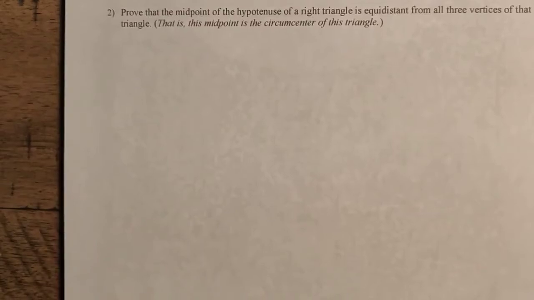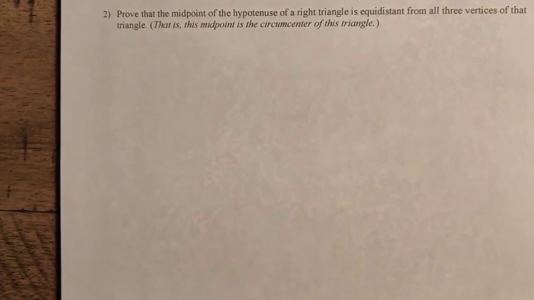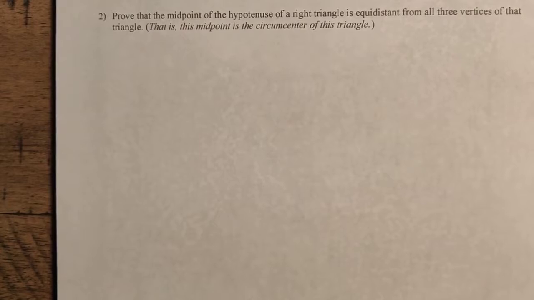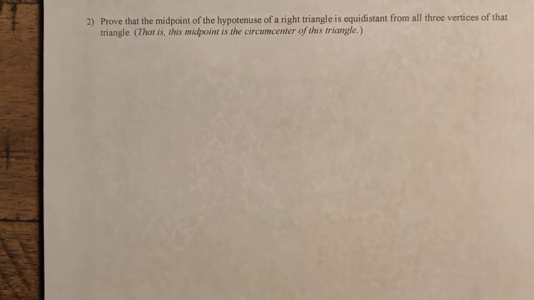Alrighty, now let's have a look at a couple of example problems on this. So this is problem number 2 from the handout. We want to show that the midpoint of the hypotenuse of a right triangle is equidistant from all three vertices of that triangle. That is, the midpoint is the circumcenter of this triangle. Now, we proved this before using constructions, but now we're going to do this with coordinate geometry.